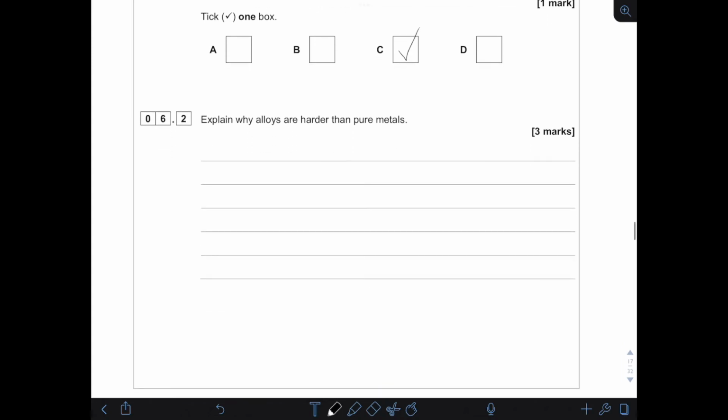Explain why alloys are harder than pure metals. So pure metals have a regular lattice structure, right?